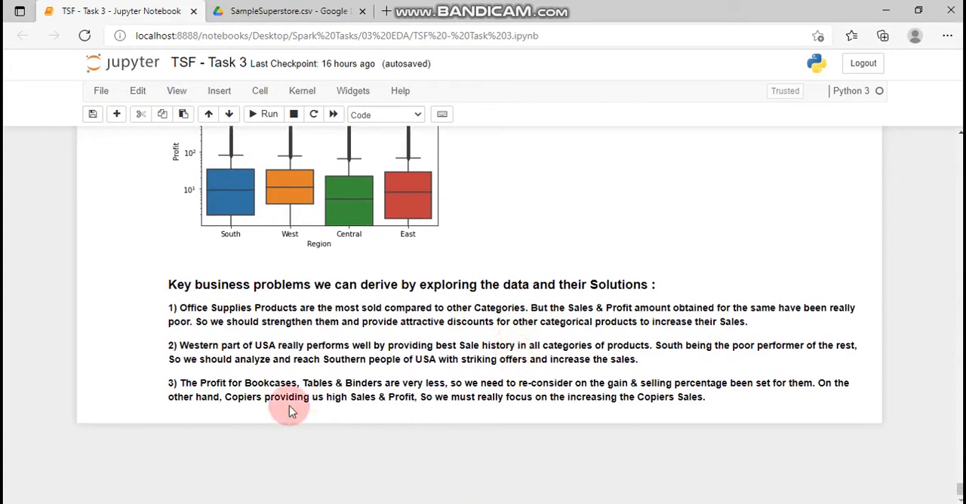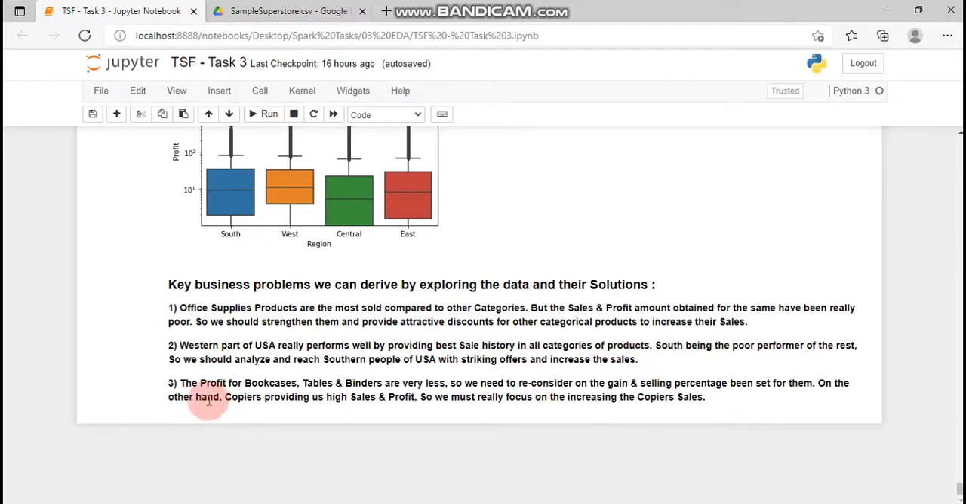So the key business problems we can derive by exploring the data, and the solutions, are: 1. Office supplies products are the most sold compared to other categories, but the sales and profit amount obtained for the same have been really poor. So we should strengthen them and provide attractive discounts for other categorical products to increase their sales. 2. The western part of the USA really performs well by providing the best sales history in all categories of products, the South being the poor performer of the rest. So we should analyze and reach southern people of the USA with striking offers and increase the sales.